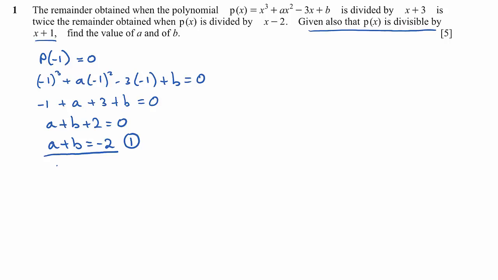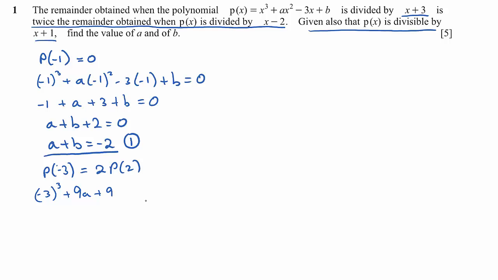So now let's go back. So when it's divided by x plus 3, we know the remainder would be p of negative 3. And we're told that's twice the remainder when divided by x minus 2. So that's going to be twice p of 2. So that's going to give me negative 3 cubed plus a times negative 3 squared, so that's 9a. Take away 3 times negative 3, so that's going to give me a plus 9. Add b is equal to twice.